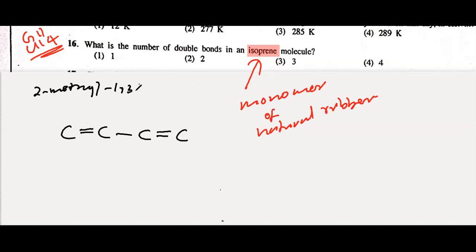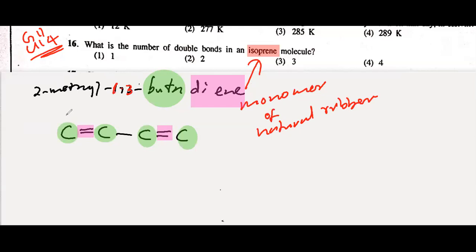2-methyl-1,3. Don't worry about this name. This is how I remember this, because in A/L chemistry I use this name. 2-methyl-1,3-butadiene. Buta means 4 carbon. Diene means 2 double bonds. Double bonds are available at the beginning of the first carbon and the third carbon.